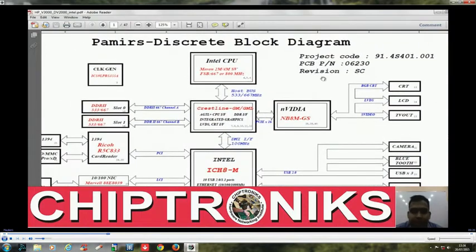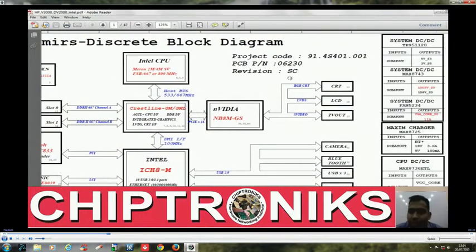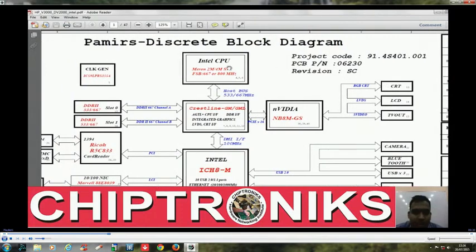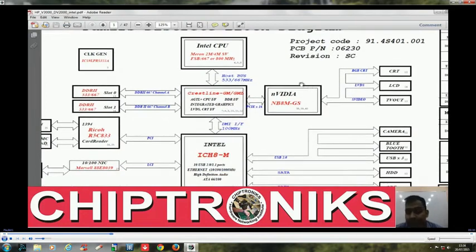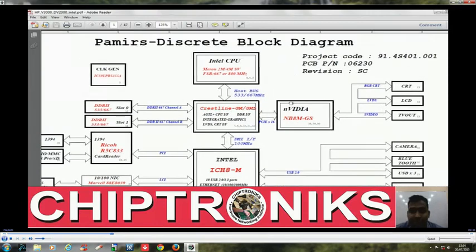In this first page, this is the block diagram. In the block diagram, you can clearly see this is the Intel CPU, this is the GMCH, which is Intel terminology for the northbridge. GMCH stands for Graphic Media Controller Hub. This is the NVIDIA graphic chip. As you can see, it is written discrete block diagram.